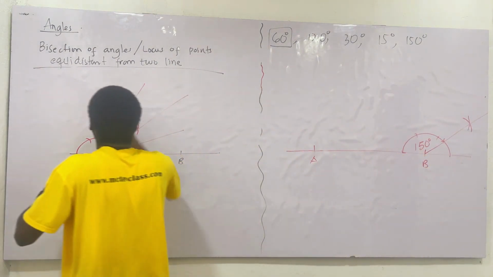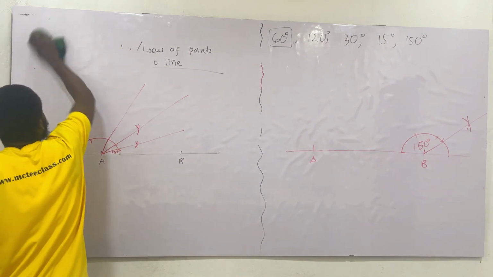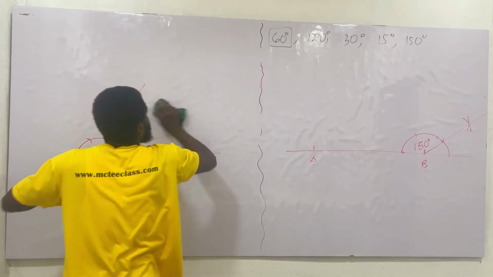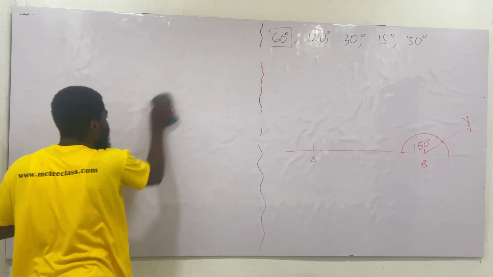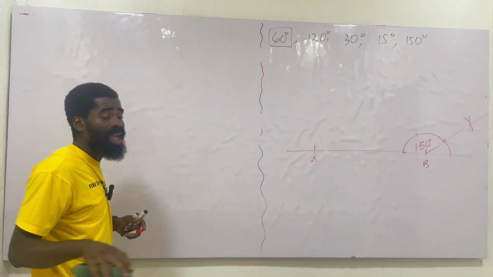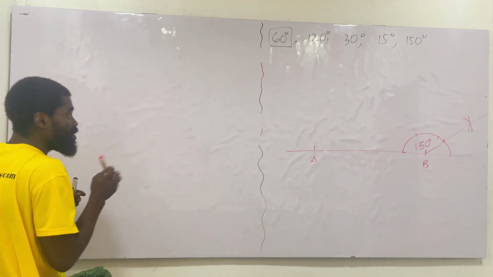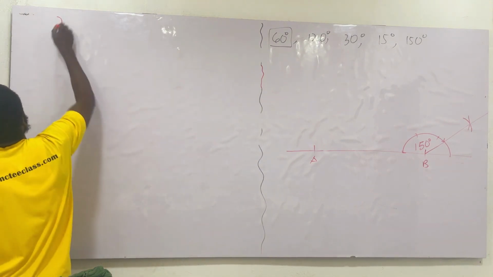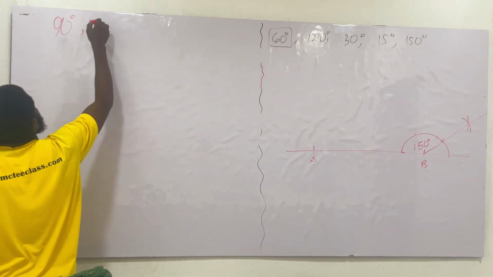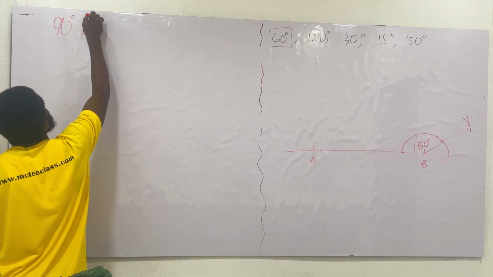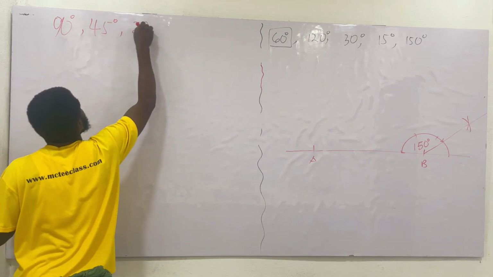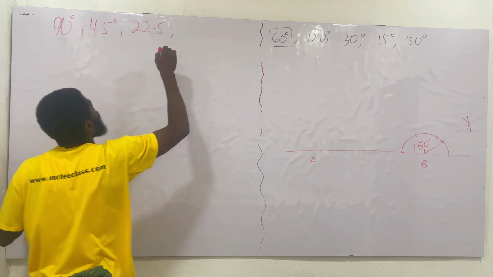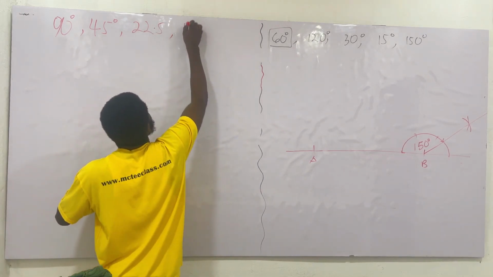Let's go to 90, 45, 22.5, 105, 75, 45, 135, and all those. It's all easy. Know 60, and the rest will fall into place. That's how to do 60. So what I'm going to look at now is how to do 90 degrees. We are doing 90, 45, then 22.5. Let's also do 135.